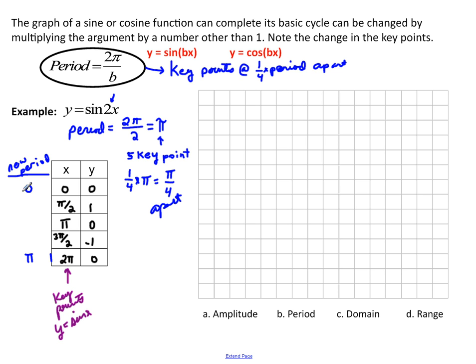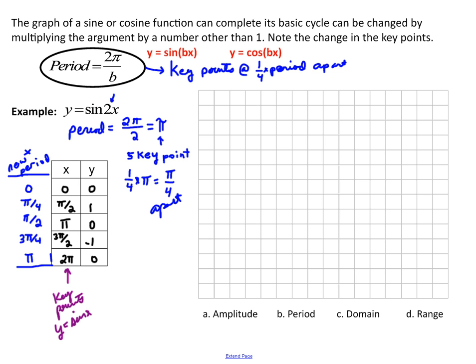So we would start at 0, add pi over 4. That's our first key point. Take pi over 4, add pi over 4 again. We get pi over 2. Notice that the difference between these two is pi over 4. Take pi over 2, add pi over 4 again. We're at 3 pi over 4. If we add pi over 4 again, we're at 4 pi over 4. Well, that's just pi. So our new function will have these as the x values for our key points. These are the values that we would use to graph our function.